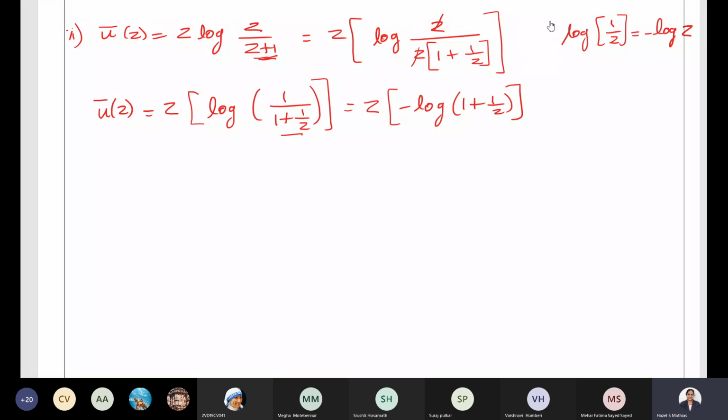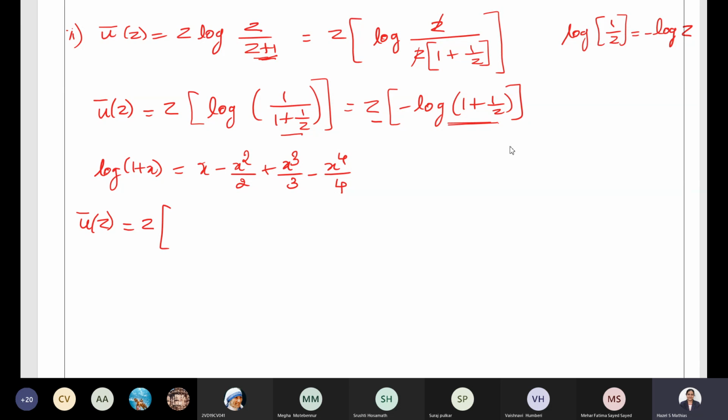Yes, ma'am. Now we have the general expansion of log 1 plus x. What is log 1 plus x? Log 1 plus x is x minus x square by 2 plus x cube by 3 minus x power 4 by 4. So apply that to this term. We have u bar of z equal to z into minus log 1 plus 1 by z. Compare this. 1 plus 1 by z. In place of x we have 1 by z.